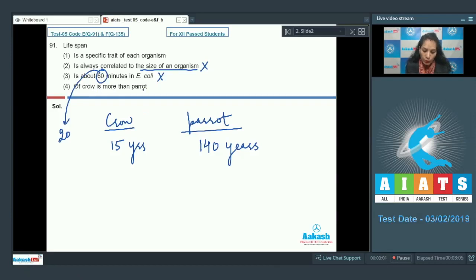Fourth, of crow is more than parrot. No, you just saw that the lifespan of parrot is 140 years, whereas the crow has 15 years of lifespan. So the lifespan of parrot is more than the crow, hence this statement is also wrong. See the first one, lifespan is a specific trait of each organism. This is true. It is a very specific trait of each organism. So the correct option of the given question is option number 1. Let's see the next question.